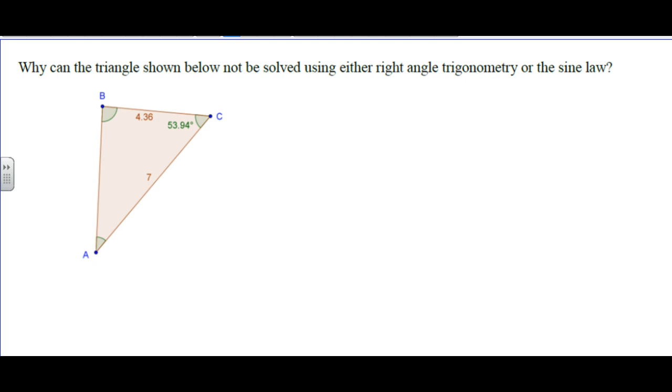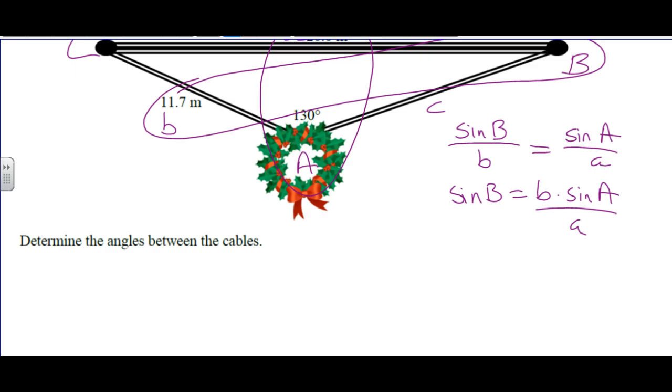So to go directly to the answer, yeah, I know. Okay, so let's fill in what we know. Little b is 11.7 times the sine of angle A, which is 130 degrees, over little a, which is off the screen, and is 20. Is it 20? No, that's... Is it? Oh, okay. Hey, same question is on the cosine law sheet.